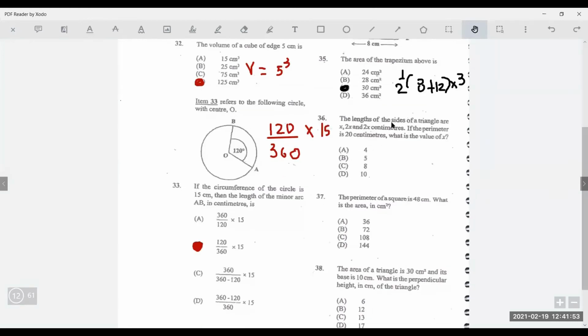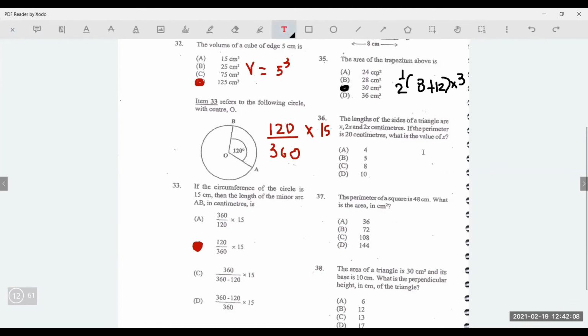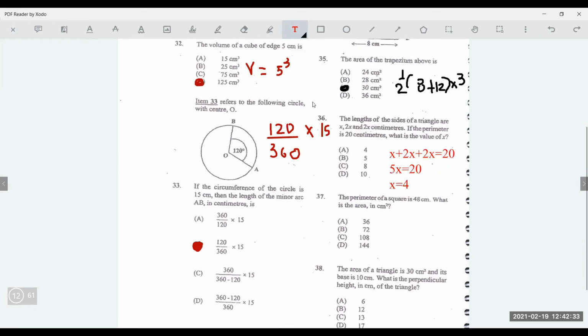It says the lengths of the sides of a triangle are x, 2x, and 2x centimeters. If the perimeter is 20 centimeters, what is the value of x? So they give you the three sides of the triangle, and they tell you that the perimeter is 20. So x plus 2x plus 2x. Just to point it out, we know it's an isosceles triangle. x plus 2x plus 2x is 5x equal 20. So we divide both sides by 5 to get x equal 4. That is option A. Easy question.